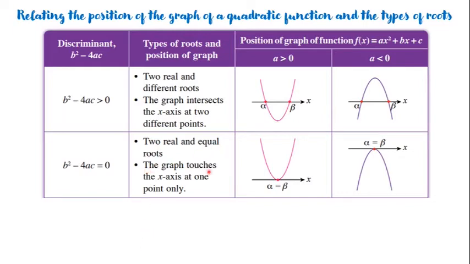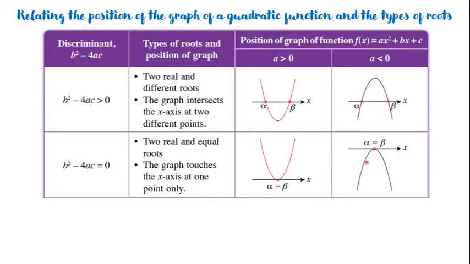Okay, the graph touches the x-axis at only one point, since there is an equal root. So this is what happens when our graph has a more than 0, a smiley graph. A is positive, so it will only touch the x-axis at one point. Alpha is equal to beta.